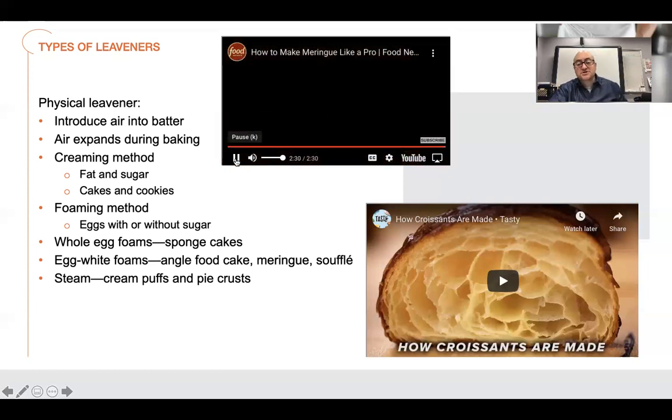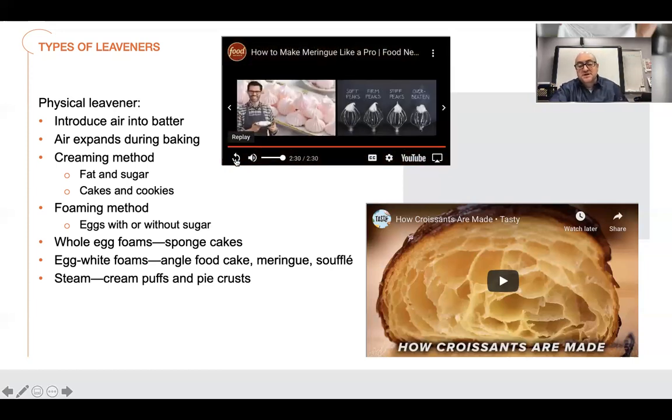All right. So that one, you guys will see, there's many different things you can do with the meringues. The second one I want to show you guys is a really cool process where this guy makes croissants. And you'll see that there's two different ways, the physical and organic way they leaven.